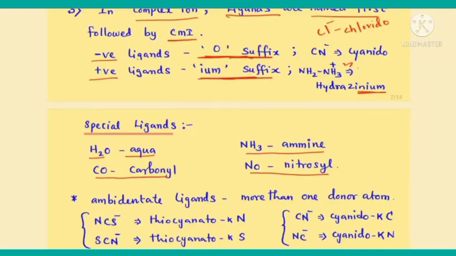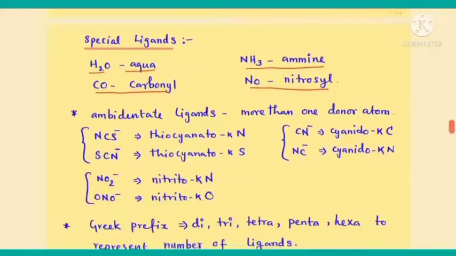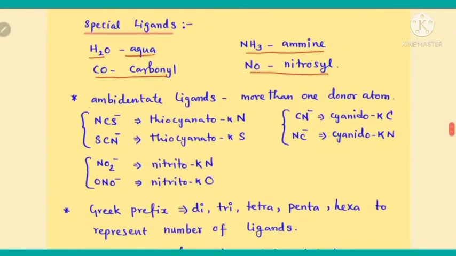Right. Then there are some ligands, what we call ambidentate ligand. What is it? Ambidentate ligand. So what is meant by ambidentate ligand? The ligand which has more than one donor atom. A ligand with the same molecular formula but differs in the nature of atom which is bonded with the central metal ion. Okay, so look at this.